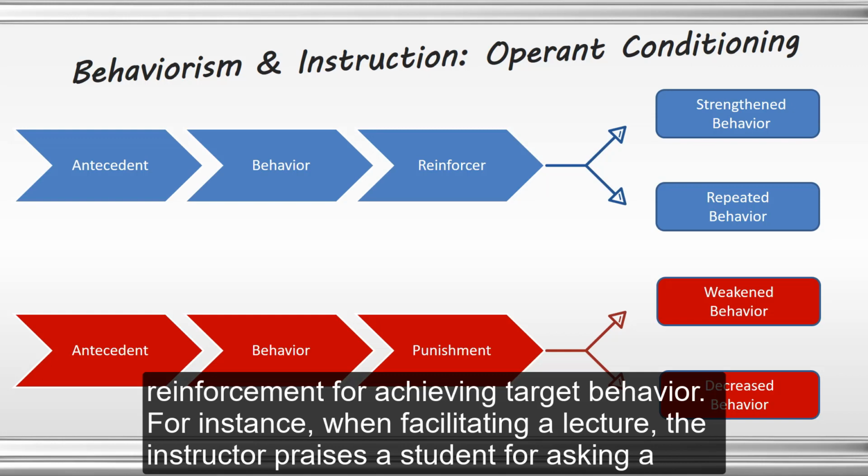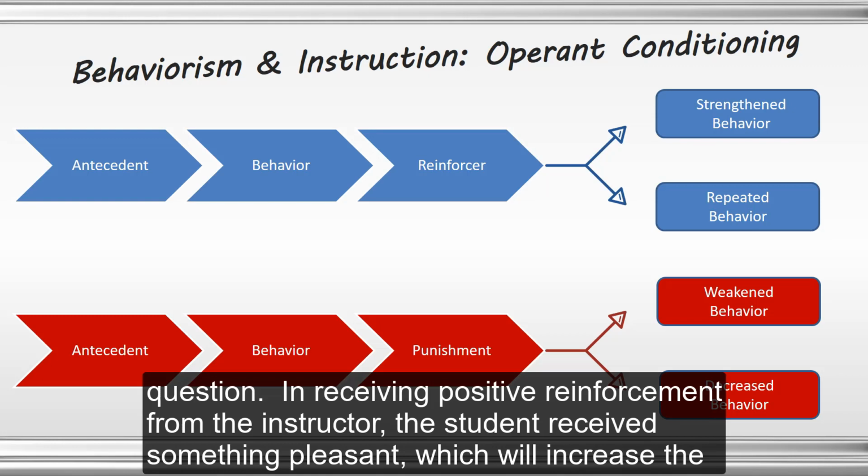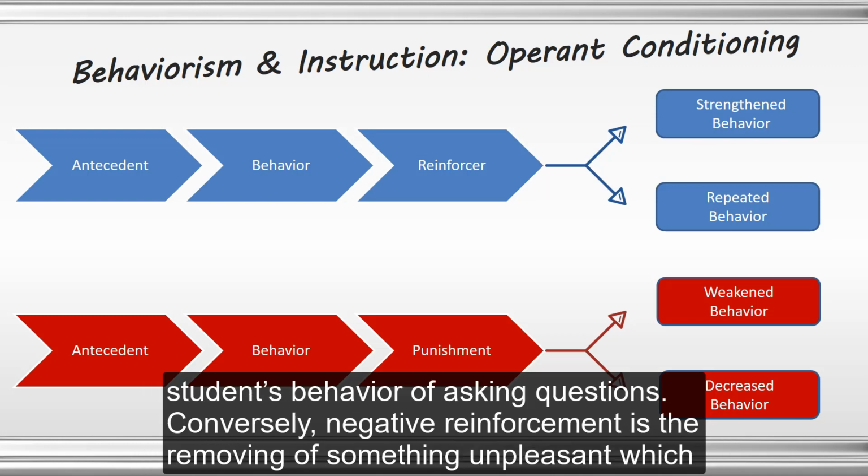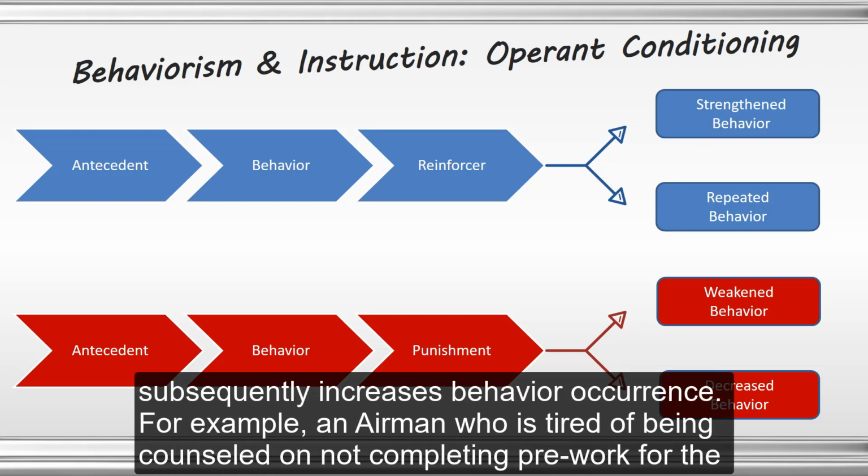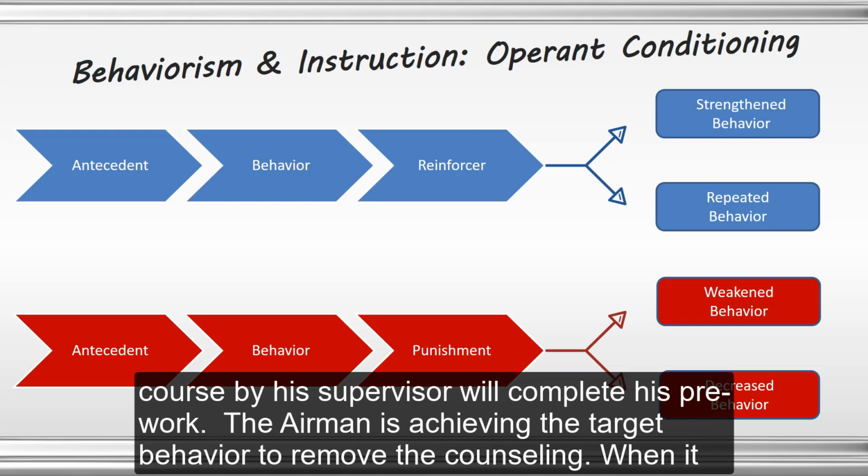For instance, when facilitating a lecture, the instructor praises a student for asking a question. In receiving positive reinforcement from the instructor, the student receives something pleasant, which will increase the student's behavior of asking questions. Conversely, negative reinforcement is the removing of something unpleasant, which subsequently increases behavior occurrence. For example, an airman who is tired of being counseled on not completing pre-work for the course by his supervisor will complete his pre-work. The airman is achieving the target behavior to remove the counseling.